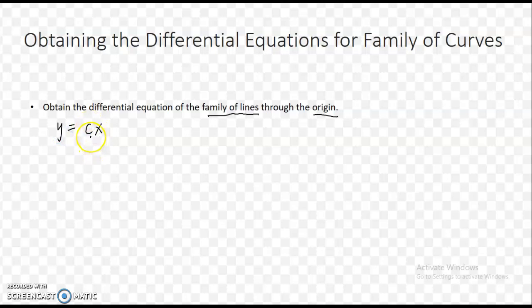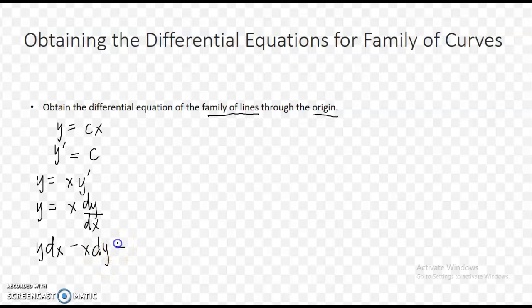Since we have one constant, we can get the y prime using the elimination of arbitrary constant. Differentiate, we have y prime is equal to c. Substituting the value of c into y equal to cx, we have y is equal to x y prime. Then we have y is equal to x dy over dx. Cross multiply, we have y dx minus x dy equal to 0.